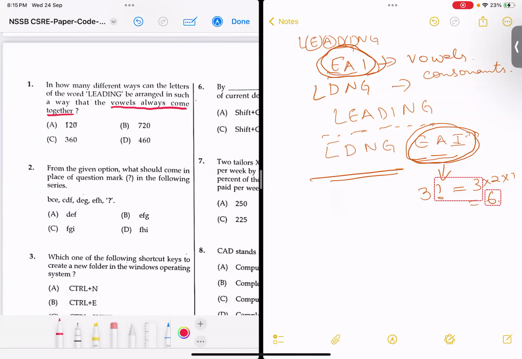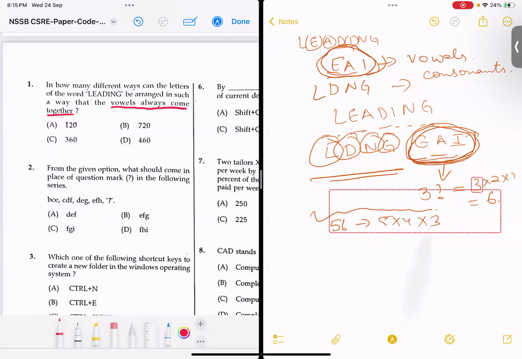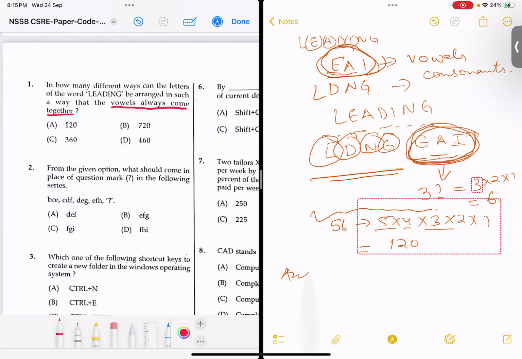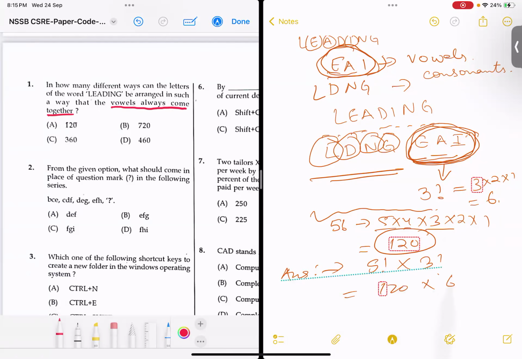However, what is the total number of alphabets we have now? 1, 2, 3, 4. Like I mentioned, this will be considered as a single unit, so it will be 5. And this will give rise to 5 into 4 into 3 into 2 into 1, which is 120. Now, the required answer will be 120 into 6, which is nothing but 720. So the correct option is 720.